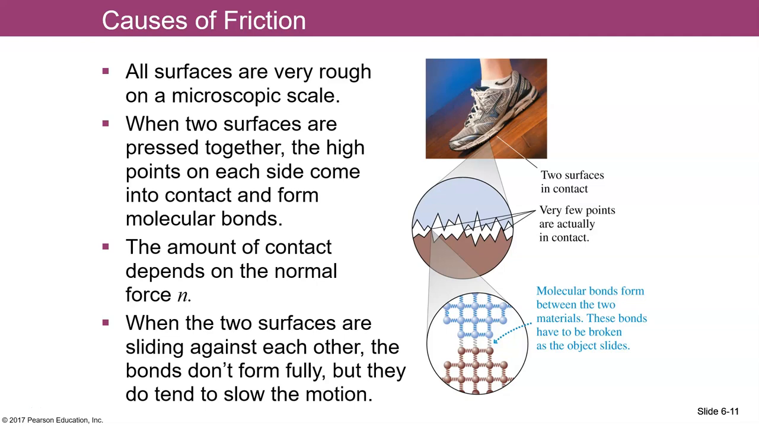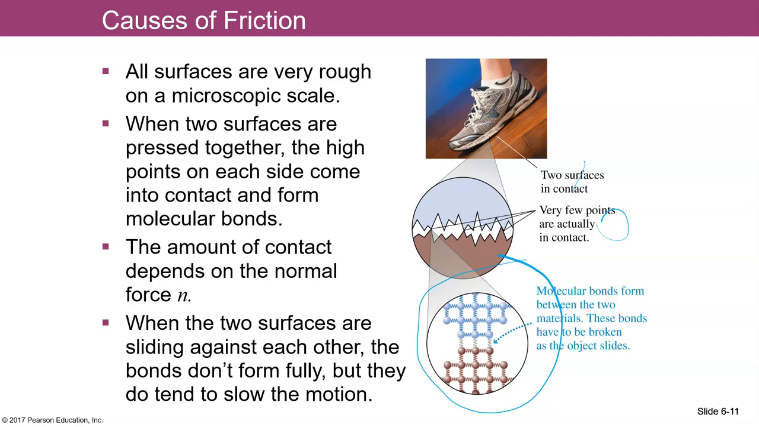So the causes of friction: all surfaces are very rough on a microscopic scale. Here we have this person standing on a floor with their shoe. There's friction there. And what's actually happening, they show a blow up. When the two surfaces are pressed together, the high points on each side come into contact and form molecular bonds, which is what they're drawing over on this side here. These are the molecular bonds, which we can think of as little springs in between the atoms. And the amount of contact between these bonds depends on the normal force. It depends on how hard the two surfaces are pressing.